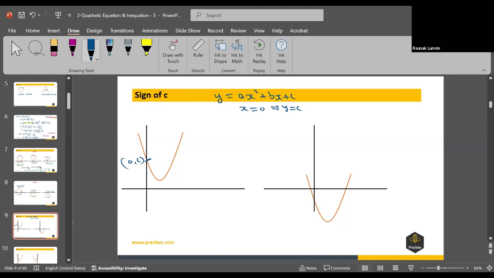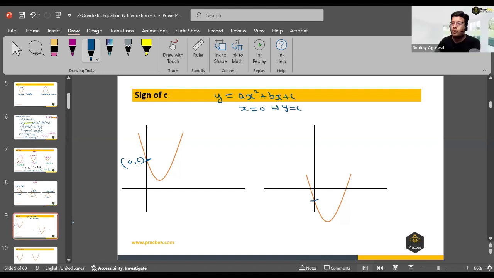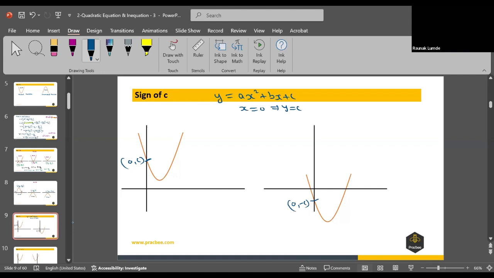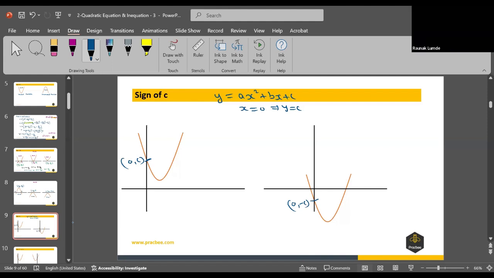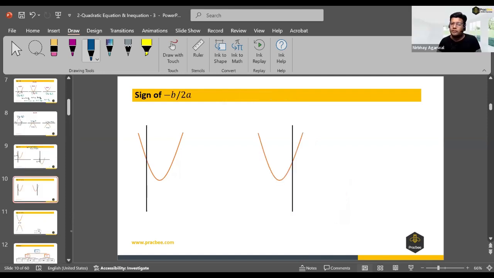Similarly, this happens when the coordinate is 0 comma minus c, when the graph cuts the negative y-axis. Understood this condition? Yes, sir. Same is with this case.